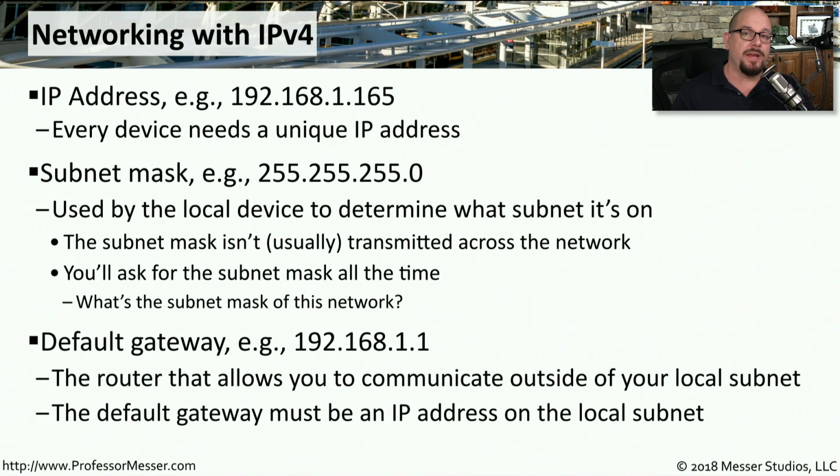The third piece of information you'll need to configure is a default gateway. This is the IP address of a router that's on your local subnet. If you don't configure a default gateway, your workstation won't be able to communicate outside of its local network, and it certainly won't be able to communicate to the internet.